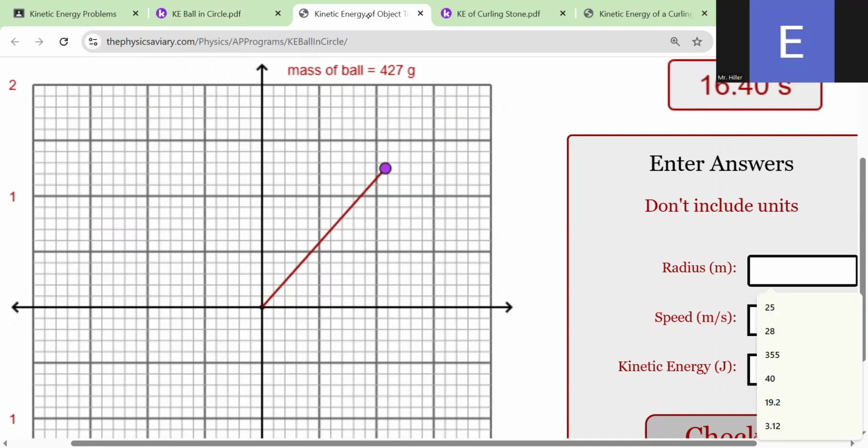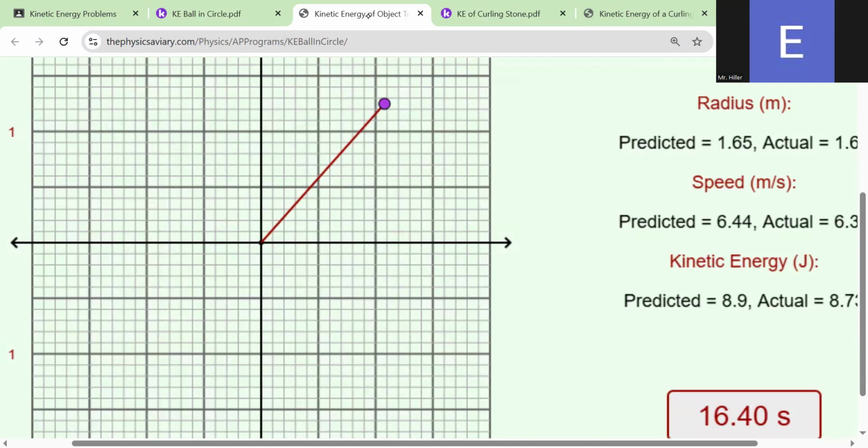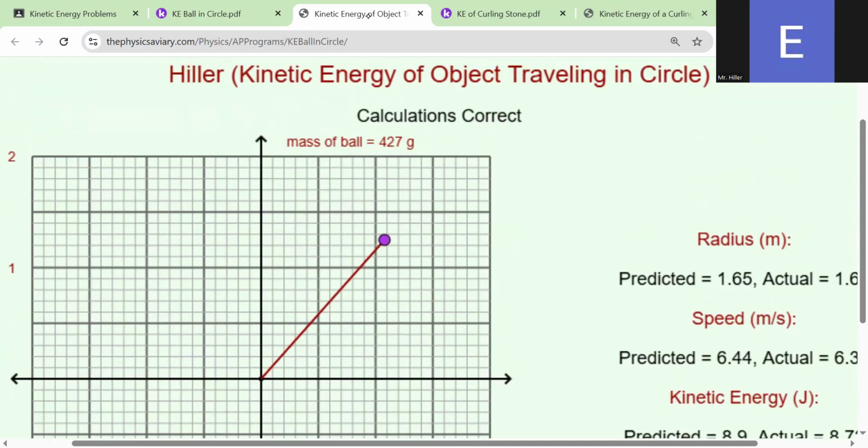My radius was 1.65, my speed was 6.44, and my kinetic energy was about 8.9 joules. Okay, there we go.